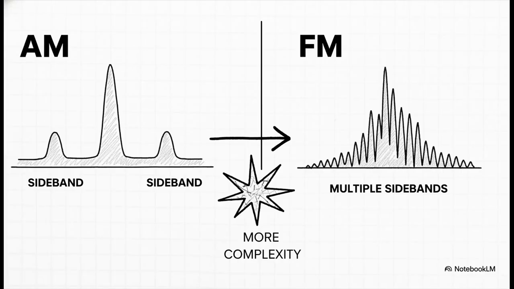So let's look at the frequency spectrum for FM. Remember how AM created just two simple sidebands? Well, FM is a whole different animal. It's way more complex. It generates the original carrier frequency plus a whole series of sidebands. And that complexity is why FM can create such harmonically rich sounds, everything from shimmering bells to harsh metallic textures.